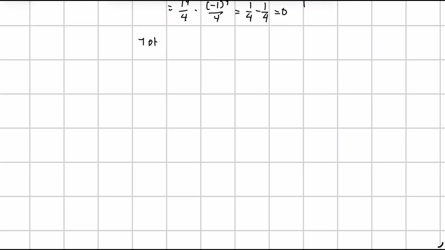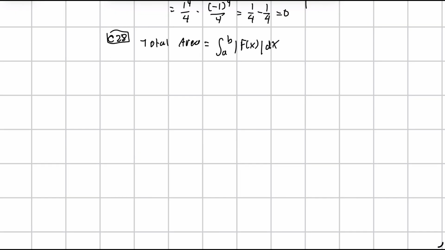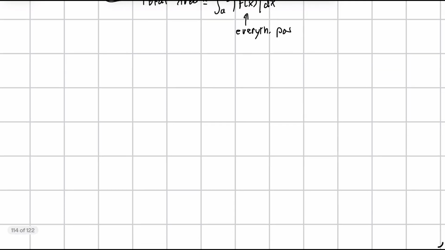Now, how do you find the total area if you want it? That's going to be the integral from a to b of the absolute value of f of x times dx. This is for case 28. So the total area is going to count everything as positive. You're going to split the function where it crosses the x-axis, find the zeros, split the interval, make the negative parts positive, and then add your areas.